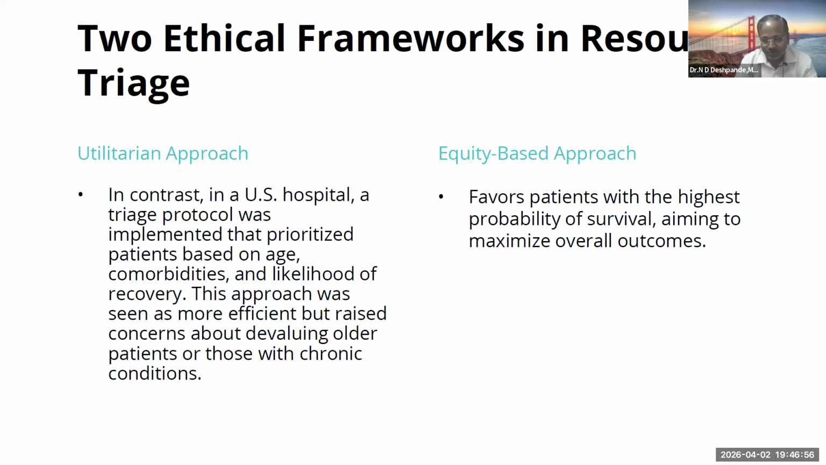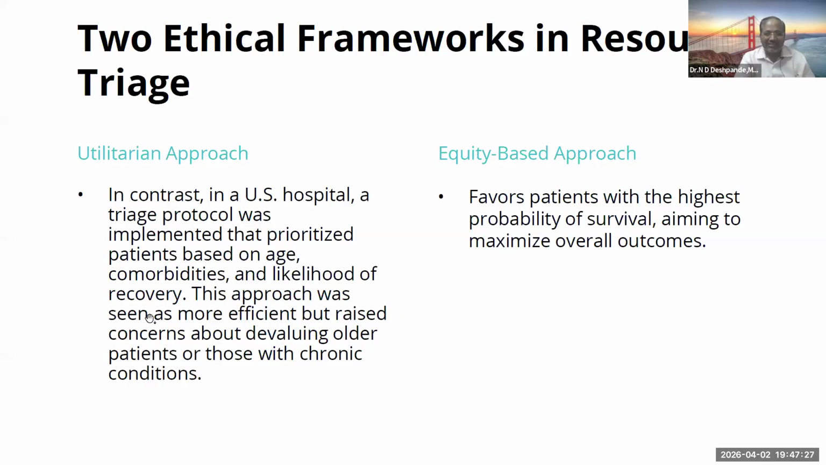Utilitarian approach is one approach through which you are going to allocate the resources. Another is equity-based approach. So, in utilitarian approach, in contrast, in a US hospital, a triage protocol was implemented that prioritized patients based on age, comorbidities, and likelihood of recovery. So, they decided if a person has already spent most of his life and is towards the fag end of his life, then they were given second priority than people who did not have comorbidities.